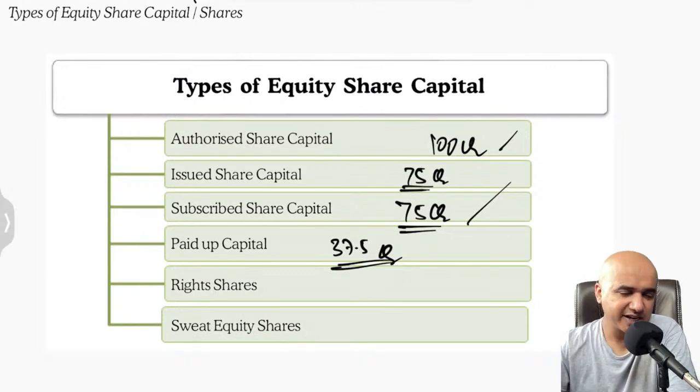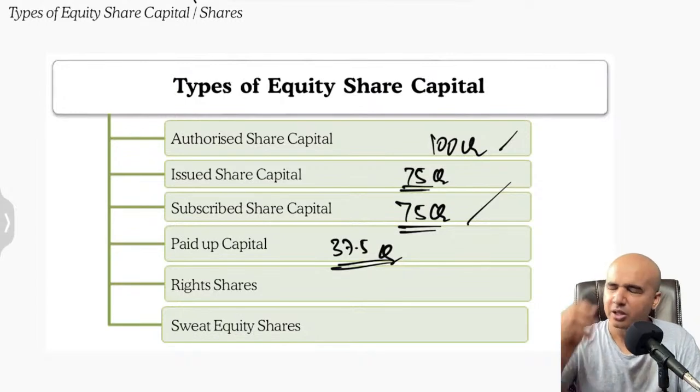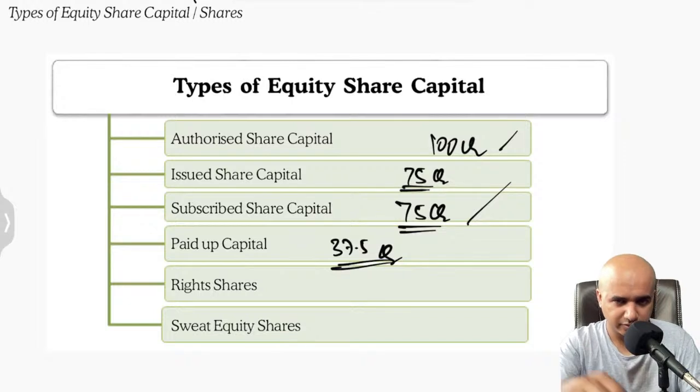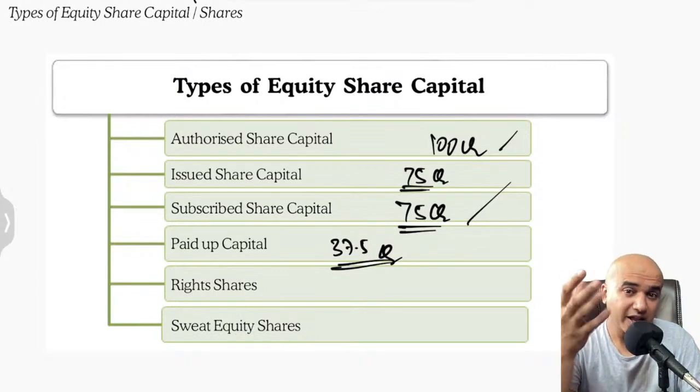Right shares. Right shares are those shares which you get as a right for having already owned a few shares of the company. Let's say I already have some 1,000 shares. If the company wants to further issue shares, then it will have to first offer to me, the existing shareholder.